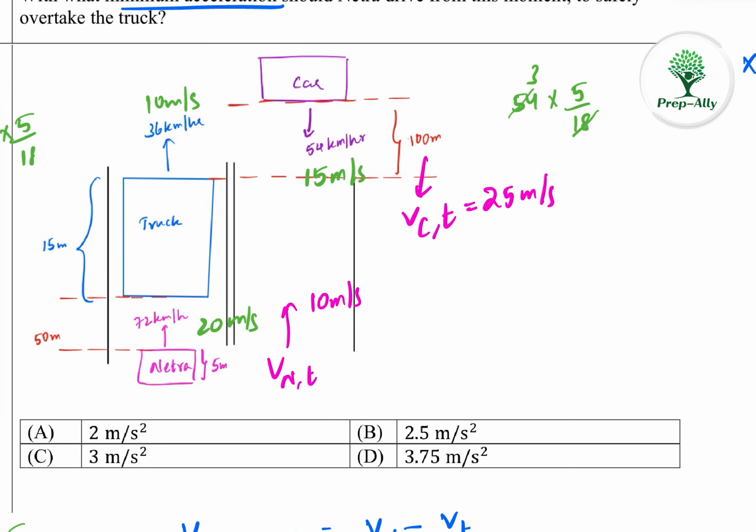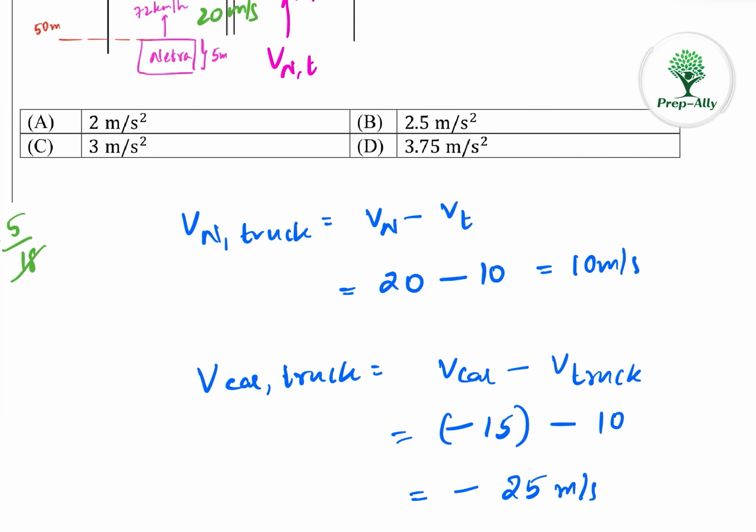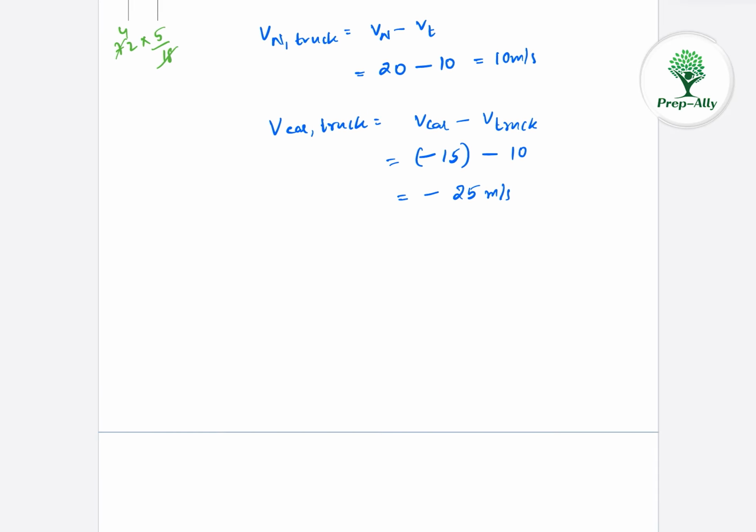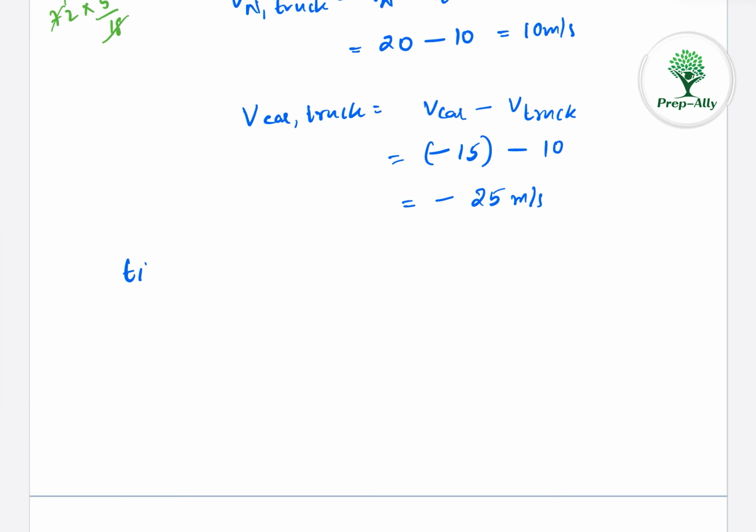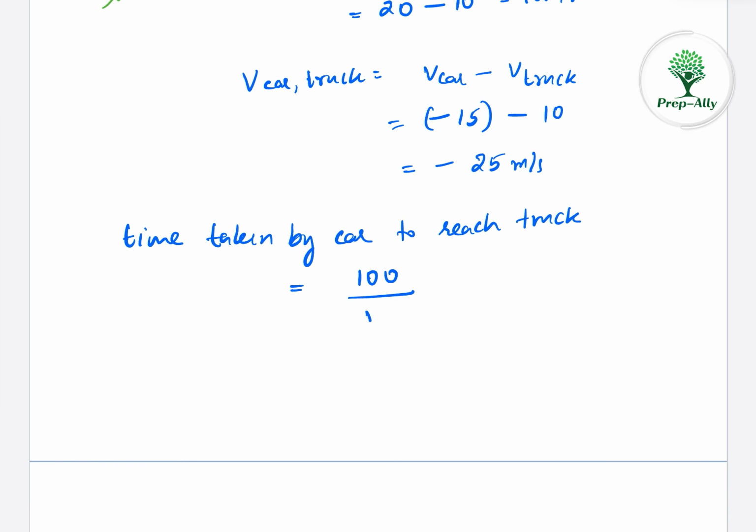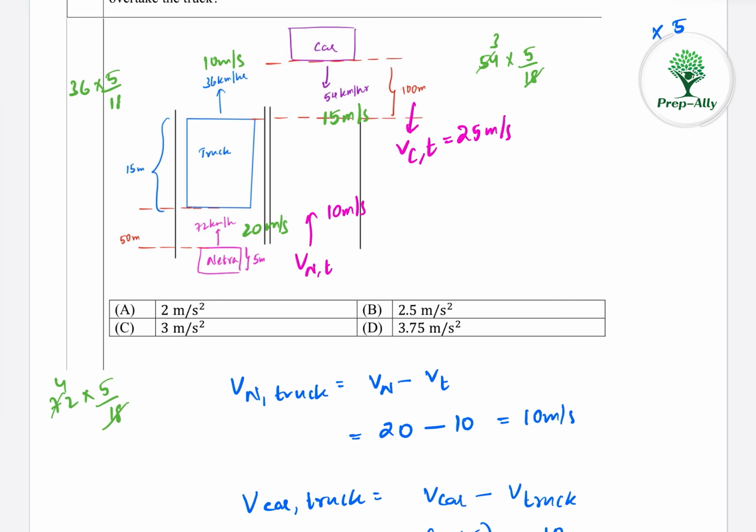So then, time taken by car to reach truck, that is equal to the distance between the car and the truck by the velocity of car with respect to truck. So it is 100 by 25 in magnitude, not direction. Okay. So 4 seconds. So you see here, the car just takes 4 seconds to come here. So within that 4 seconds, Netra must cover and reach here.